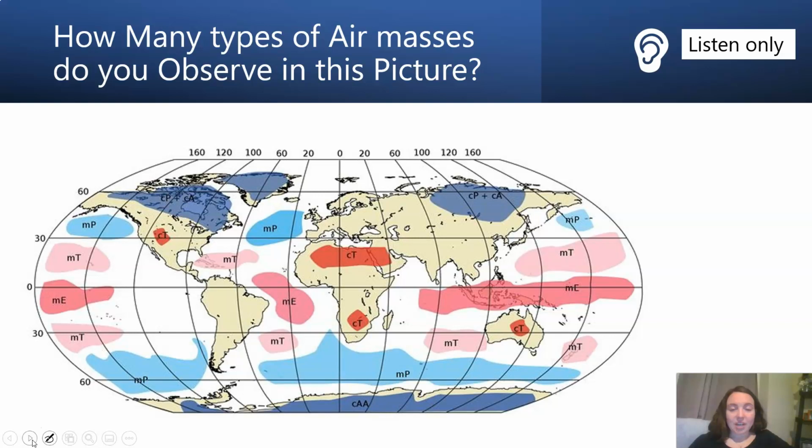Before we end the video, I just want you to pause here and take a look at this map and see how many different air masses can you see in this picture, and how many different types of air masses do you see in this picture. Good luck.